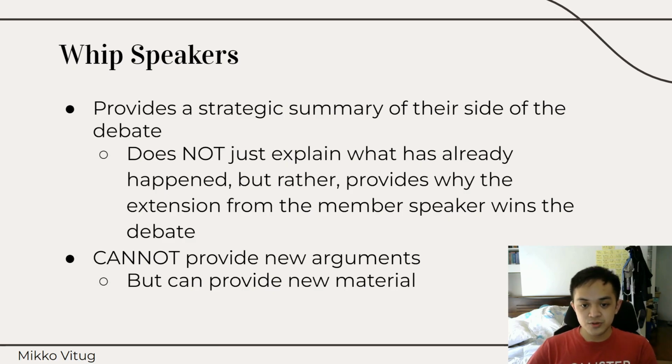The reason for this rule is that since whip speakers are the last speakers, if they provide a new argument, there is very limited opportunity to respond to these new arguments. And so they have to be simply responsive to other speakers or defensive of their own partner rather than introducing a fundamentally new case into the debate. So, again, is this something that could possibly be logically derived from the extension speaker? Is it going through too many logical derivations? In that instance, it might be a completely new argument.